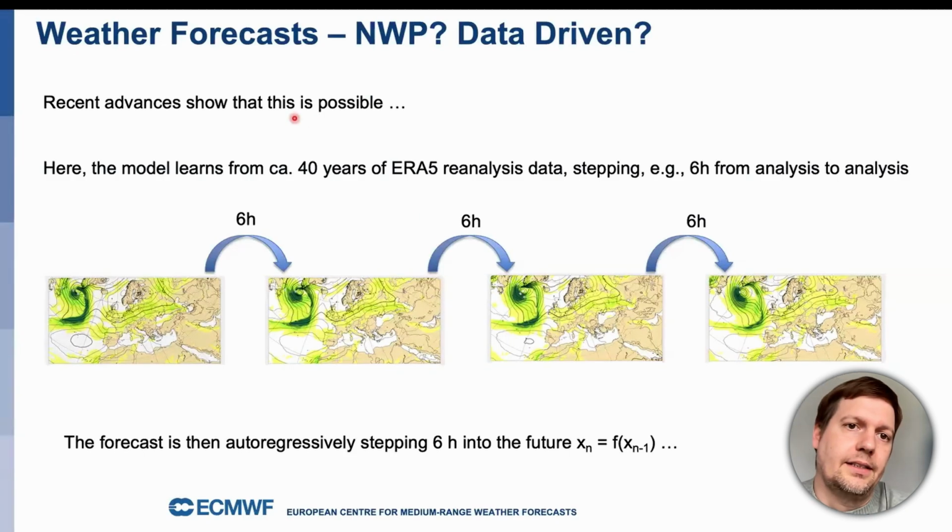And recent advances have indeed shown that this is possible. How it works is that the model steps through these 40 years of analysis data, always like 6 hours, for example, at a time, and learns to forecast how the atmosphere evolves within these 6 hours. And then you build from this basically a forecast model. So if you want to run the forecast, the model can just forecast the next 6 hours and then start from its own prediction. And then you create an autoregressive rollout.